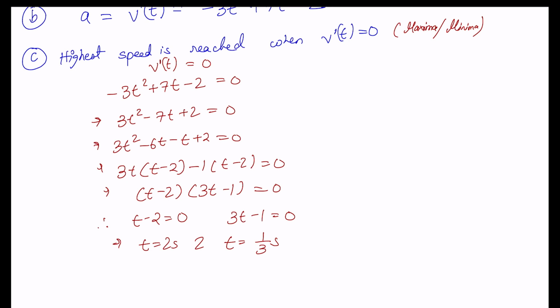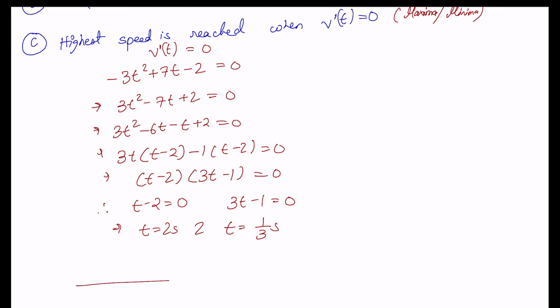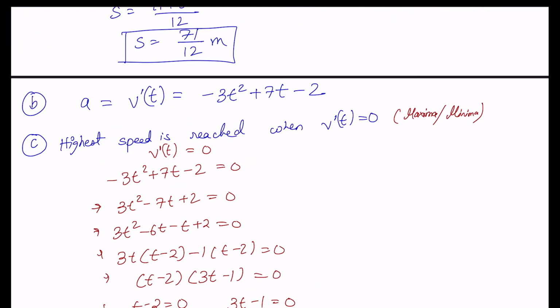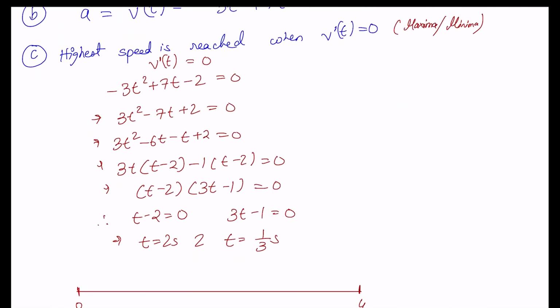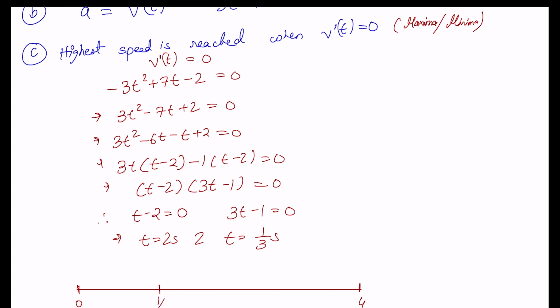Okay, now we have to check. We can use the sign scheme method to check which one is the maximum and which one is the minimum. Our domain is between 0 and 4 seconds. Here you'll have 1/3 seconds, and let's say here is 2 seconds. How do I draw the sign scheme of v dash t? I have to put a value less than 1 by 3 into v dash t.